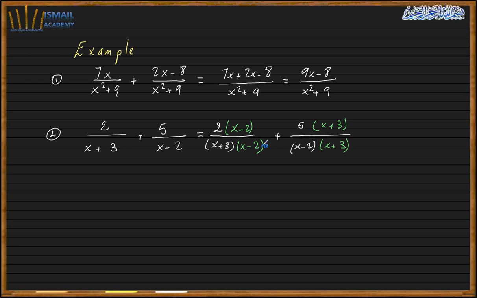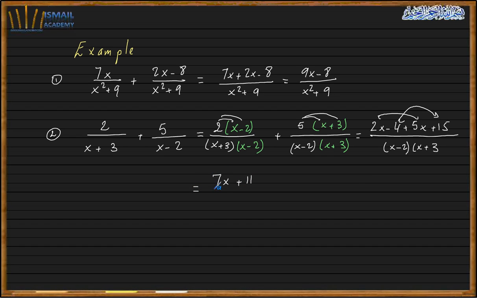Now the two denominators are the same, so we combine everything under the same denominator, which is x minus 2 times x plus 3, and I distribute here. So it's going to be 2x minus 4 plus 5x plus 15. Then we combine like terms. So the final answer here will be 7x plus 11 over, if you foil this, x squared plus x minus 6.